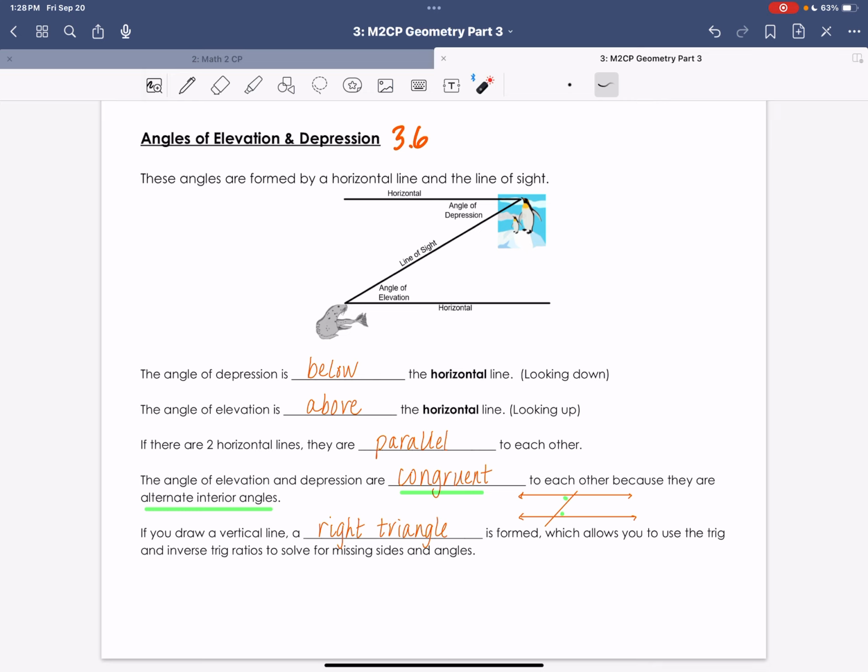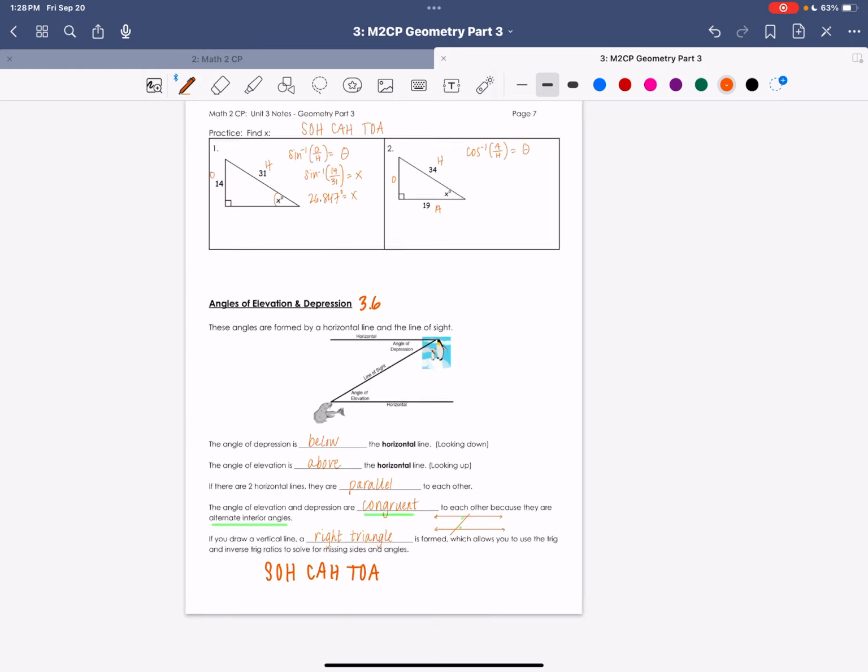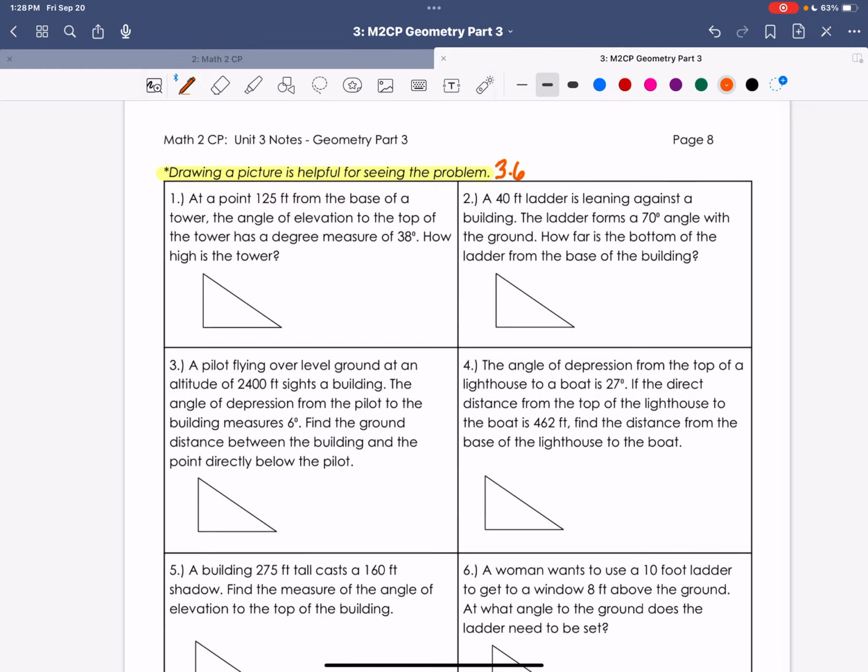And then if you draw a vertical line, so it could be either here, or if you draw a vertical line here, a right triangle is formed, which allows you to use the trig and inverse trig ratios for missing sides and angles. And remember, those trig and inverse would be SOHCAHTOA. So make sure you have that written down. All right, let's practice some problems.